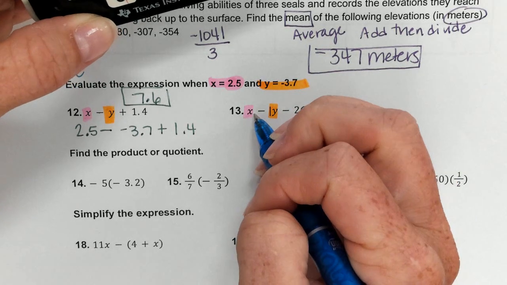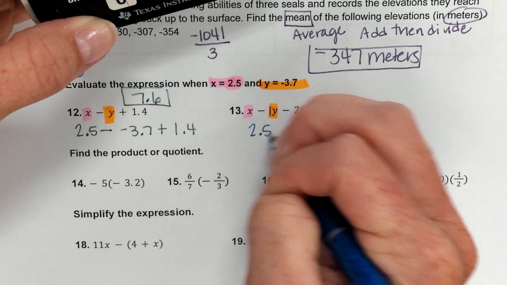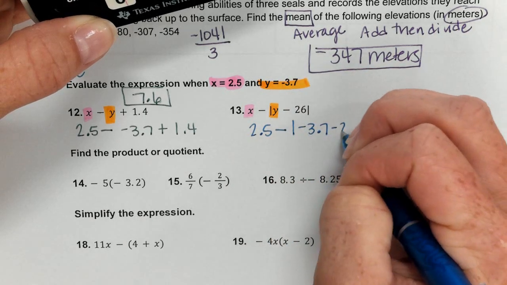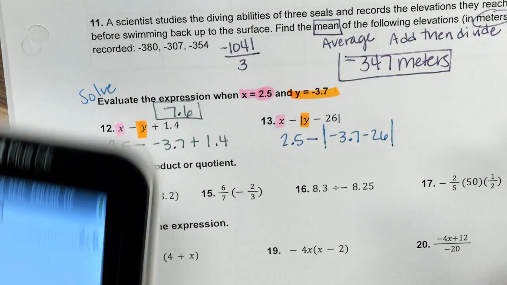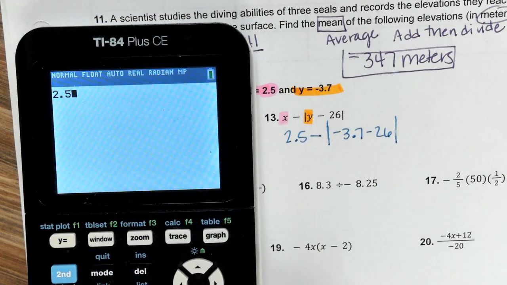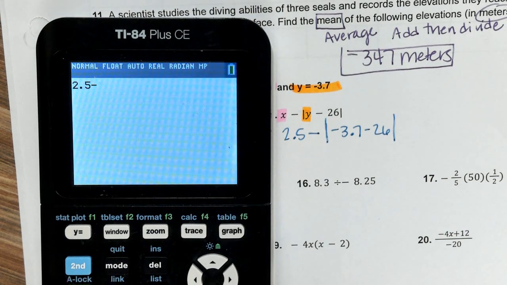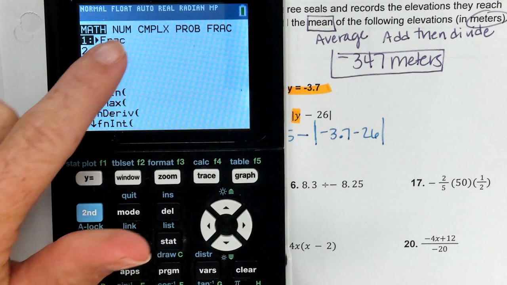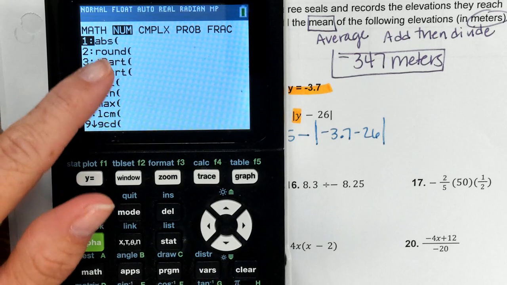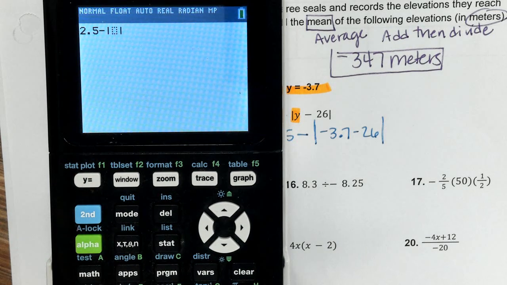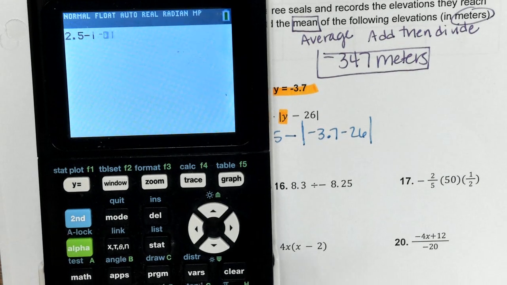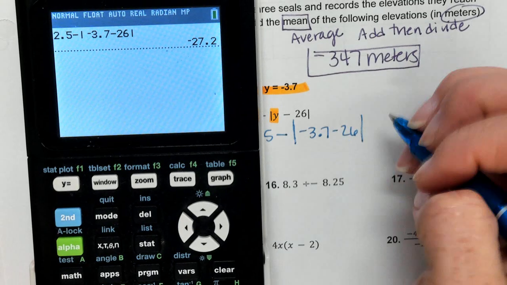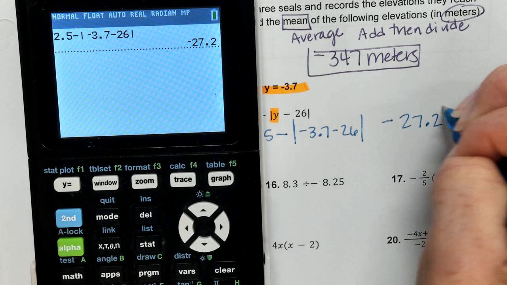All right, this one, x. X is 2.5 minus the absolute value of negative 3.7 minus 26. So I'm going to put it in exactly how I see it, 2.5 minus. Now I need the absolute value button. The absolute value button is found with math. So I push math, I go over to num for number, and I want the absolute value, number 1. And it's going to give me that absolute value bracket. So negative 3.7 minus 26. And there's my answer, negative 27.2.